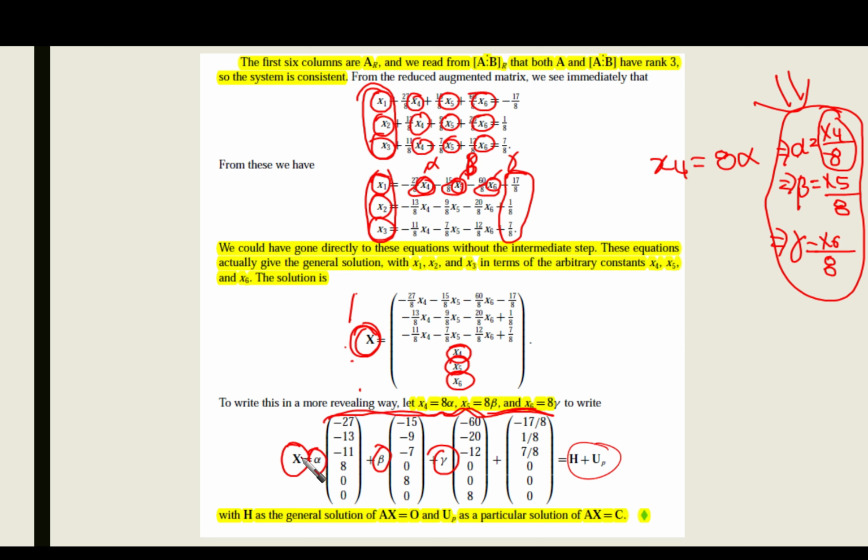So this means that our system is going to have this solution, and this solution is what? It is the general solution, which is H plus UP, as we said, with H as the general solution of the associated homogeneous equation, and UP as a particular solution of AX equal to C.